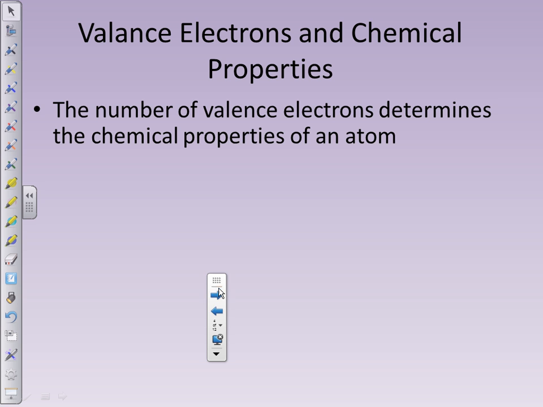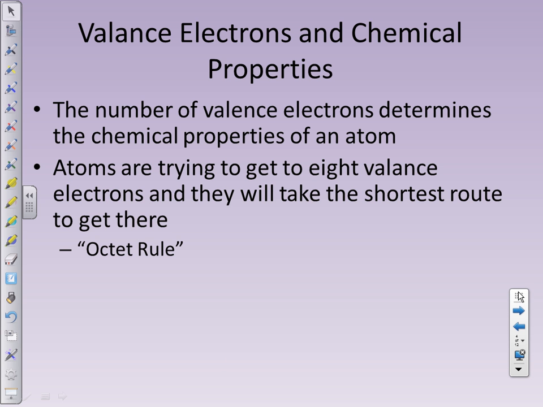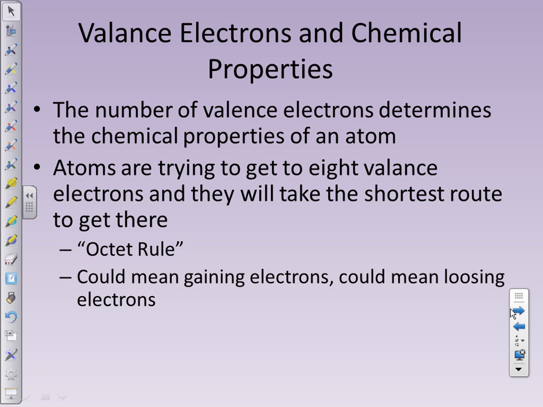Can't remember if we did this one yet. Okay? Atoms are trying to get to 8 valence electrons, and they will take the shortest route to get there. That means that some atoms will gain electrons, and some atoms will lose electrons. Go ahead. What do they do if they have 5? Well, what's the shorter way to get to 8? 3. 5 is not the number you want to ask me about. What's the number you want to ask me about? 4. The answer to that question is, wait till next week, Catherine, and then we'll talk about that.